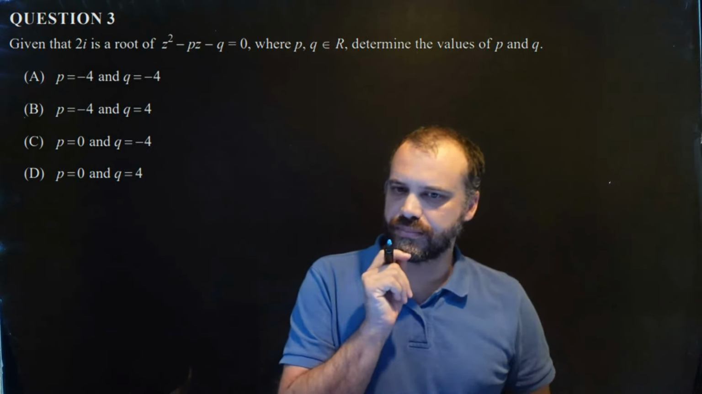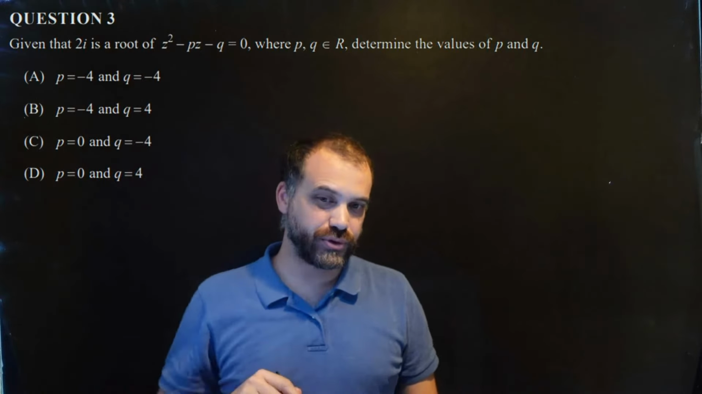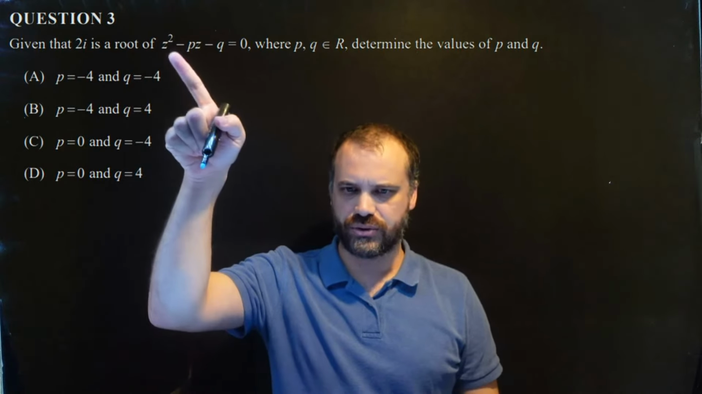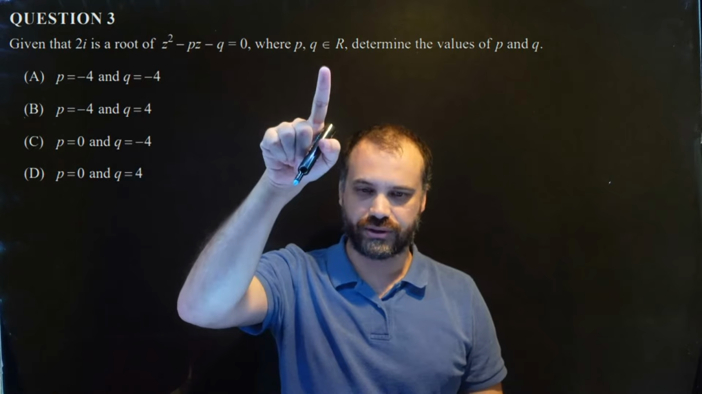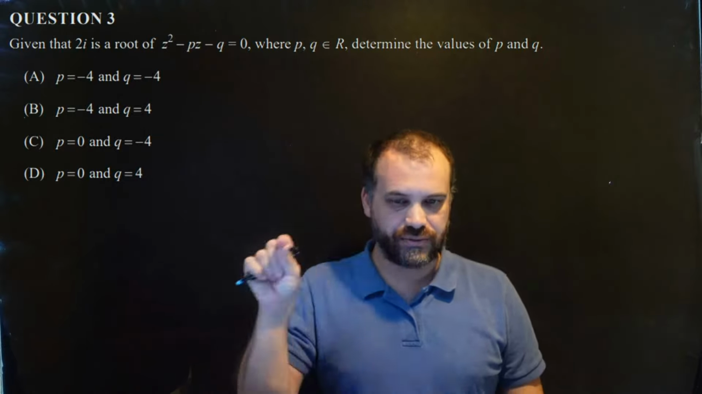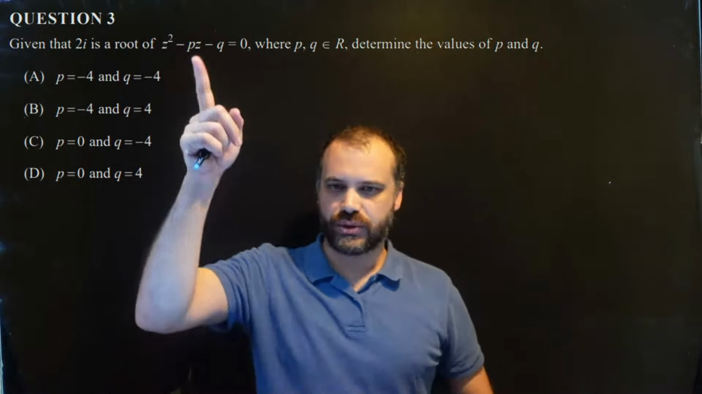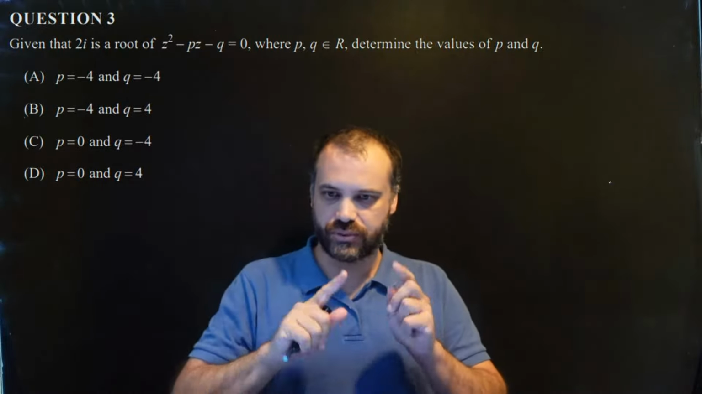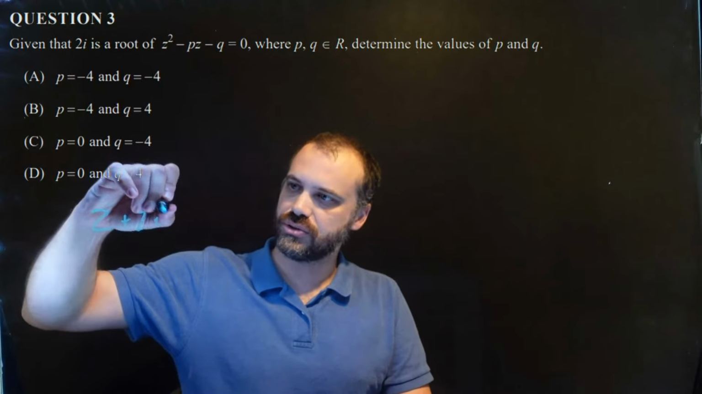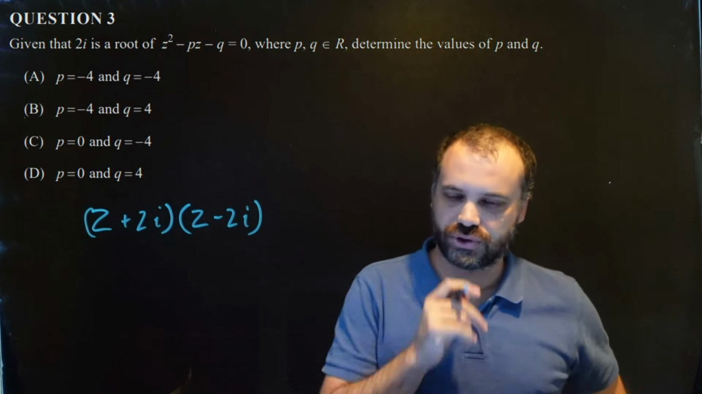Alright, we've got some complex numbers here. We've got a quadratic, and we're told that one of the roots is 2i. Okay, so if one of the roots is 2i, and p and q are real numbers, that means the conjugate root theorem's in play, so another root must be negative 2i. So we know two roots now, 2i, negative 2i. It's a quadratic, so if the roots are 2i and negative 2i, the factors of this are going to be z plus 2i, z minus 2i.